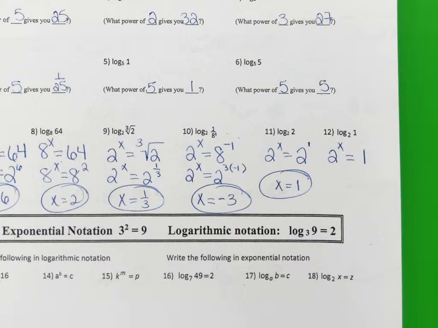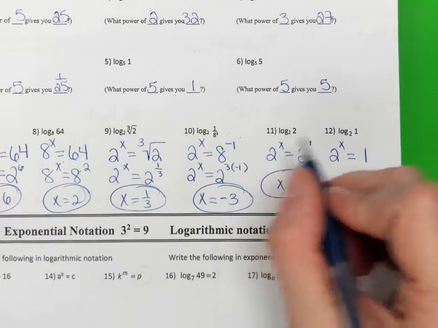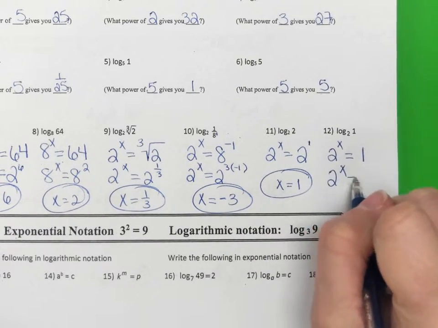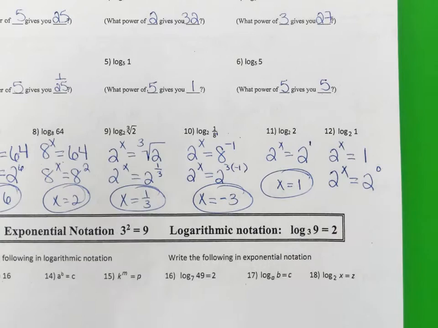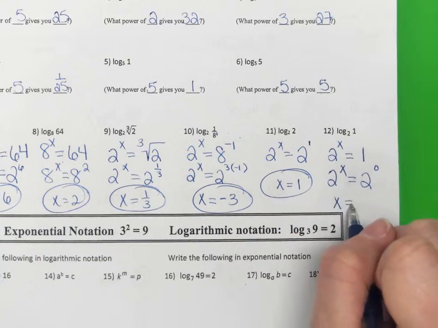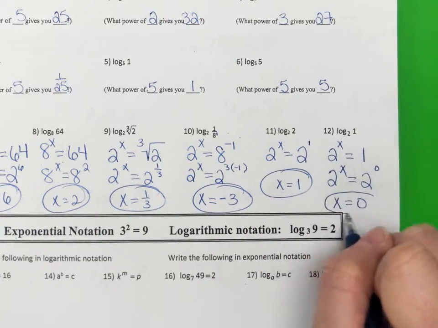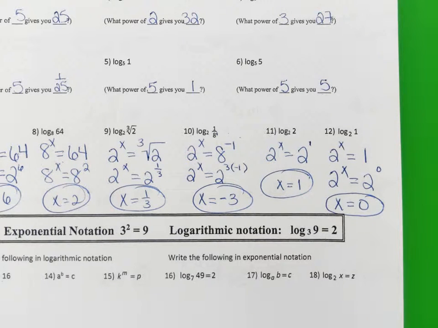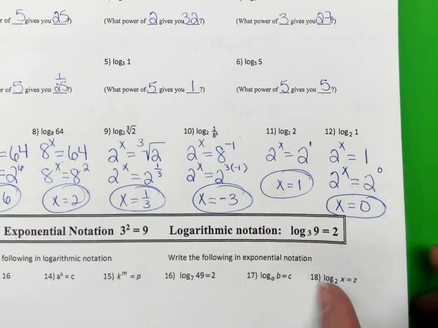So 1 squared is 1. Huh? 2i. What was that, Cornisha? 0. 2 to the x equals 2 to the 0, because anything to the 0 power is 1. So what does my x equal? 0. Very good, Cornisha. Very good. Are y'all okay? Get it? Good. All right, let's move on.